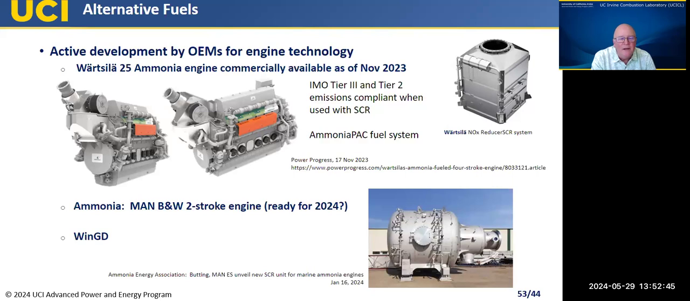This is the same kind of thing for ammonia. This is becoming an interesting fuel to consider. Again, Wärtsilä now has a commercial engine available as of November of 2023. It's not a Tier 4 engine, but it is Tier 3 compliant. MAN is working on these, and so is a company called WinGD. The picture on the lower right is the SCR system for the MAN engine.